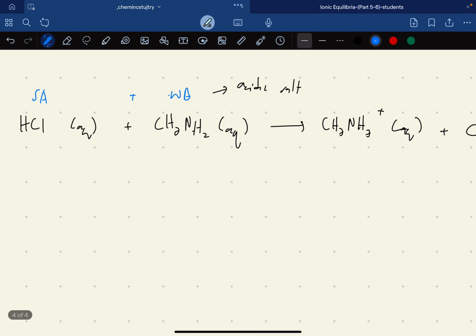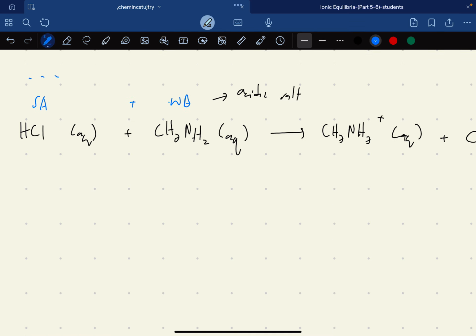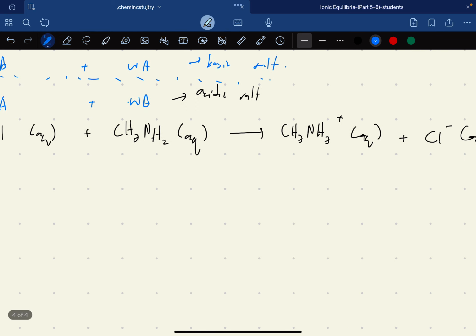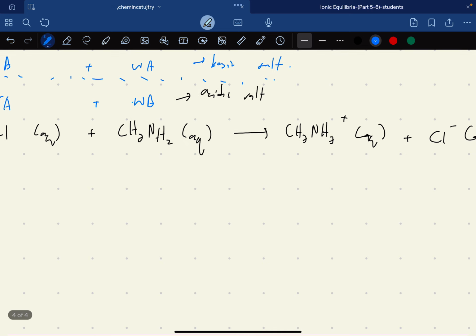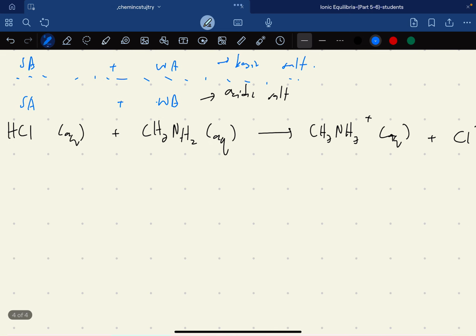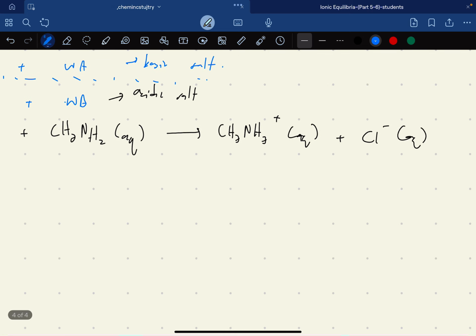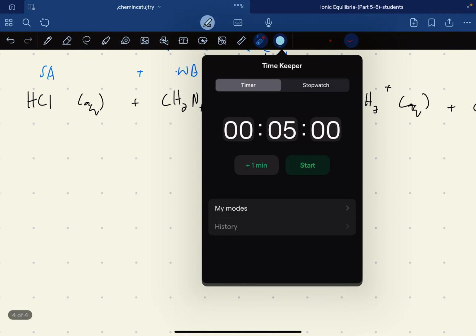For example, not related to this question, this example: if strong base plus weak acid, we get a basic salt. If both are strong, we get a neutral salt. If both are weak, then that one we don't know, it can be all three. Okay, but that one is not really in our syllabus. In our syllabus it's just these three: strong acid, strong base; strong acid, weak base; strong base, weak acid.